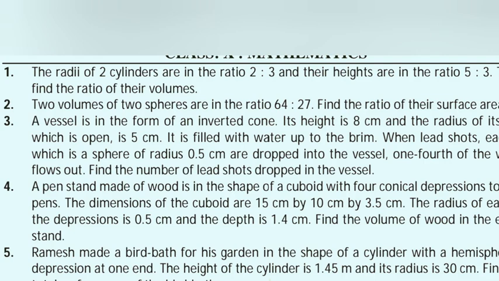The radii of two cylinders are in the ratio 2:3. So if we consider two cylinders, the radii are in the ratio 2:3 and their heights are in the ratio 5:3. Then find the ratio of their volumes. So how to find this?